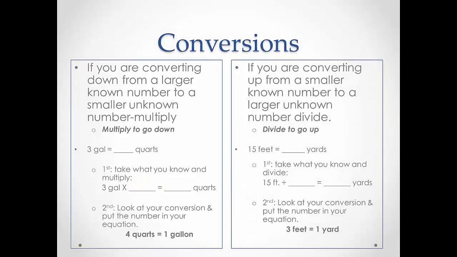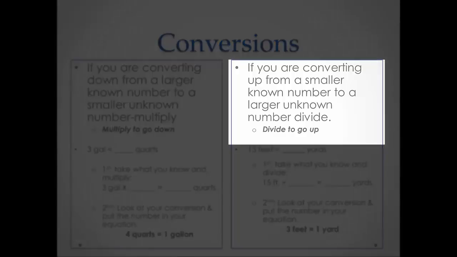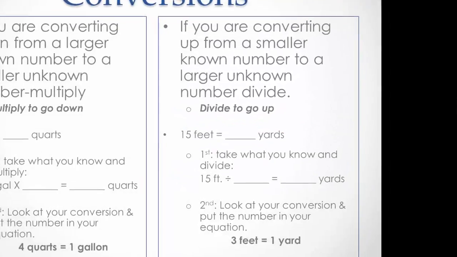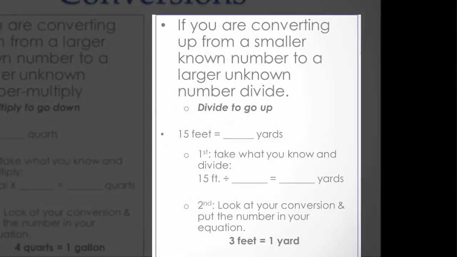Now let's look what happens if we need to go from a smaller measurement to a larger measurement. If you are converting up from a smaller known number to a larger unknown number, you're going to divide. Again, if you're going up measurements from something smaller to something bigger, you're going to divide. So here's an example. If I have 15 feet, I want to know how many yards that is. I do know that 15 feet is a smaller measurement than yards. So I know I'm going from smaller to bigger, so I'm going to use division to solve this problem.